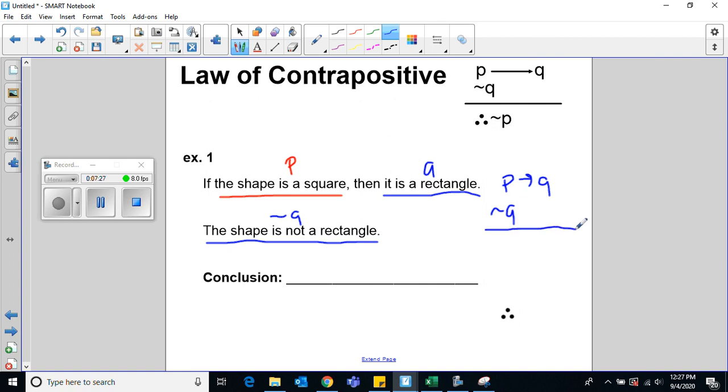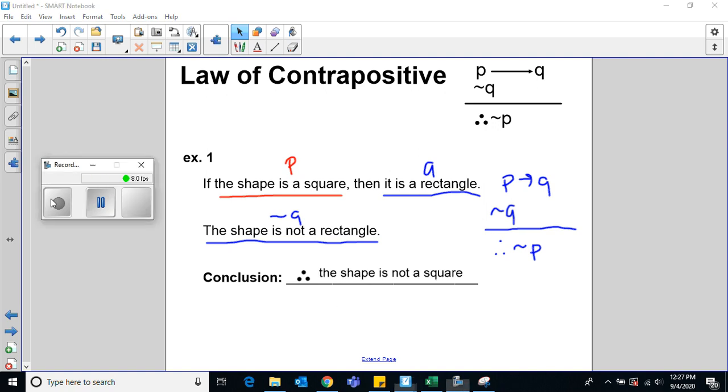And so that matches the law exactly so far. If P then Q, then not Q. So therefore, we know our conclusion should be therefore not P, or the opposite of P. So we can type our conclusion: therefore, the opposite of P is the shape is not a square. Okay, so now that we know what not P is, it matches the law of contrapositive. All right, let's look at another example.